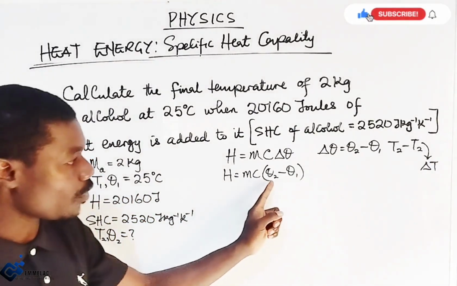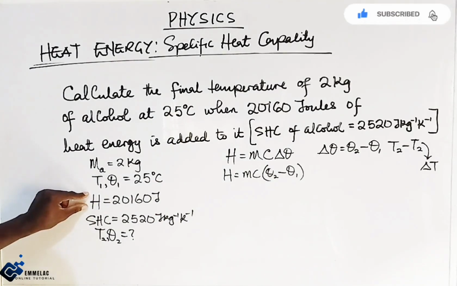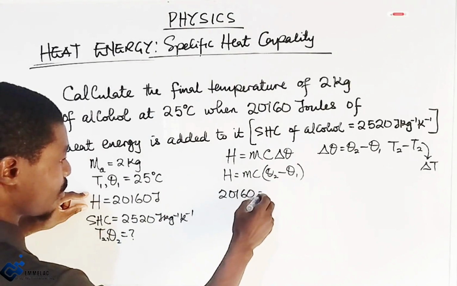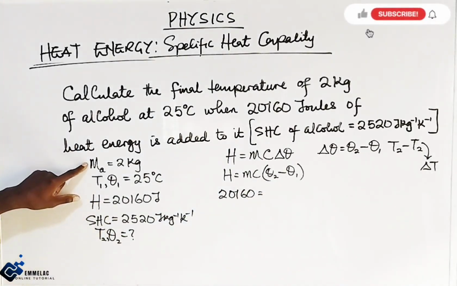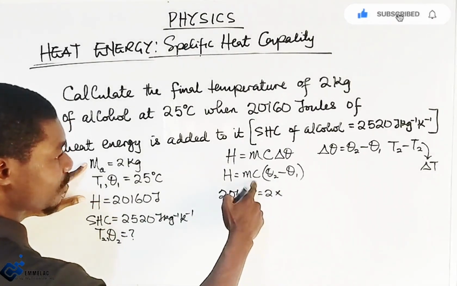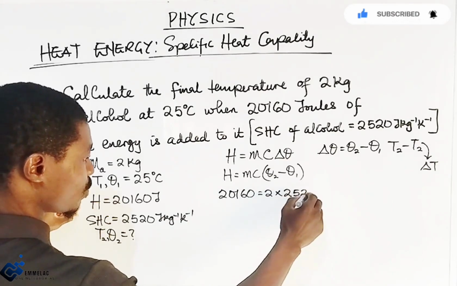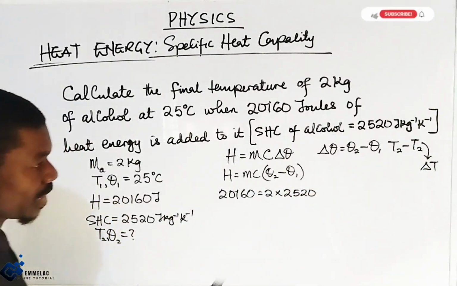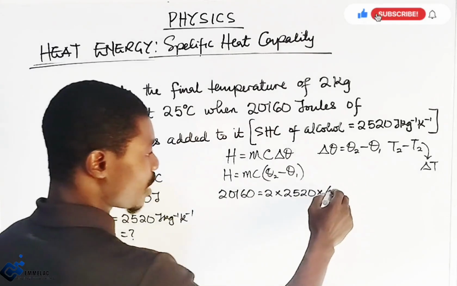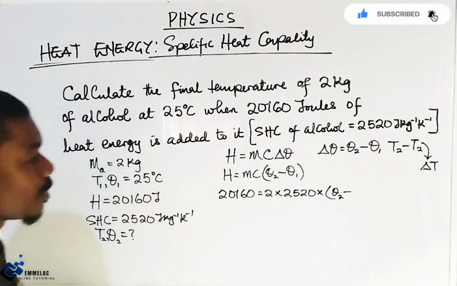Now let us fix all these parameters into the equation, then solve for theta2, the final temperature. We are given the heat, so we write that out: 20160 equals, the mass of the alcohol is 2, times the specific heat capacity, which is 2520, times, open parenthesis, the final temperature which we are looking for, theta2, minus theta1, that will be 25.